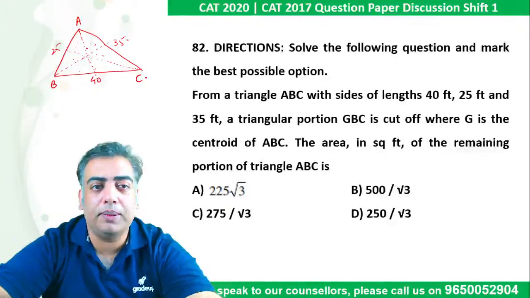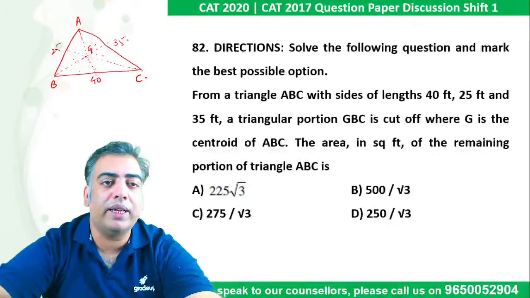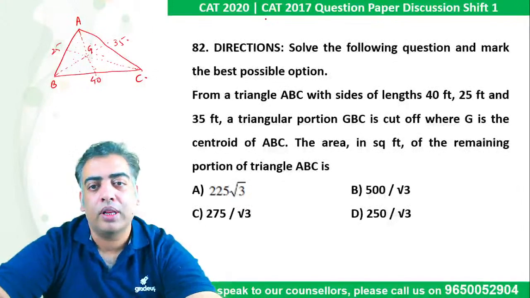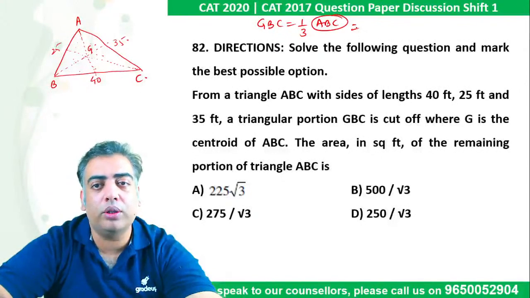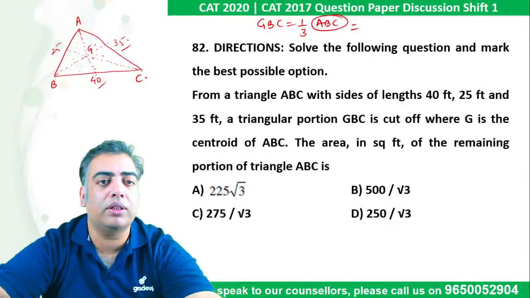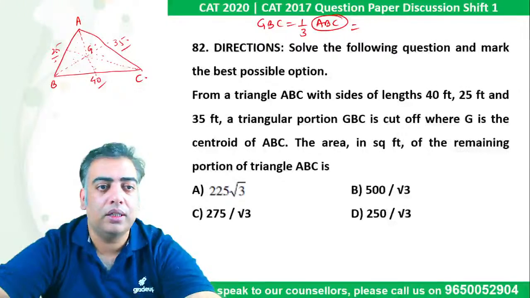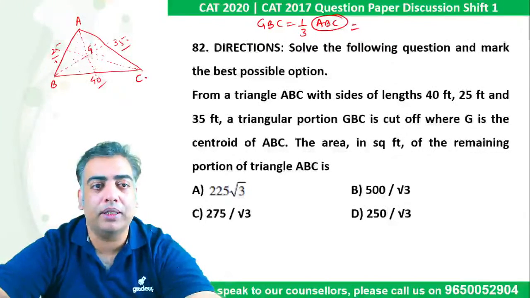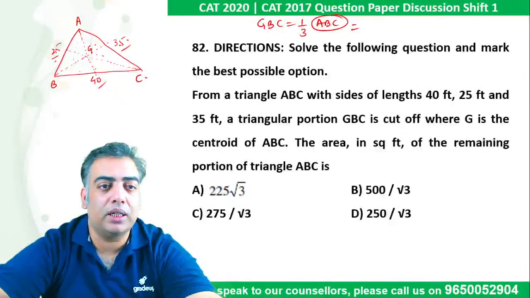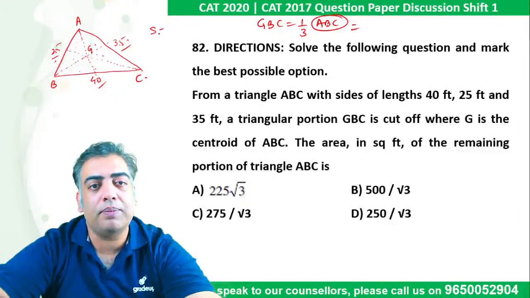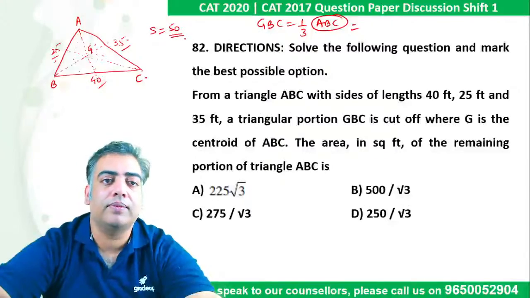Because all the areas are equal, in triangle ABC, he says GBC is cut off. So this is going to be 1/3 of the area of triangle ABC. So area of GBC will be 1/3 of area of triangle ABC. In order to find area of triangle ABC, all three sides are known to me. So we can use Heron's formula here, for which we are required semi-perimeter. So 25 plus 35 adds up to 60 plus 40 is 100. So semi-perimeter comes out to be 50.